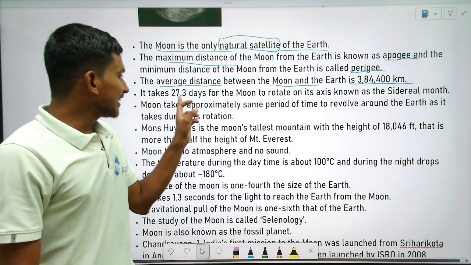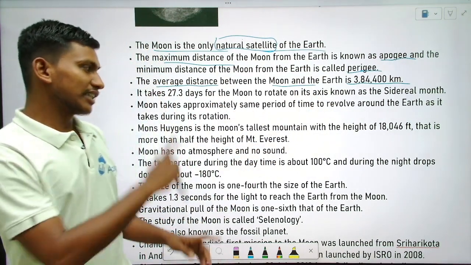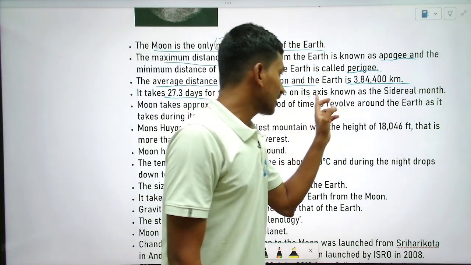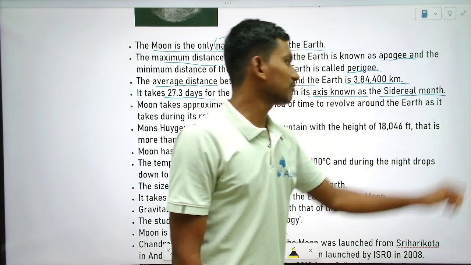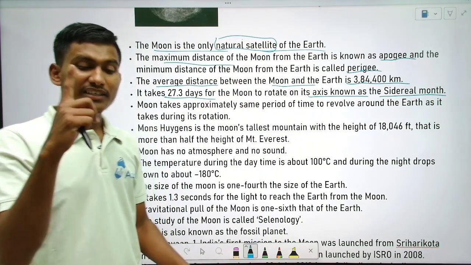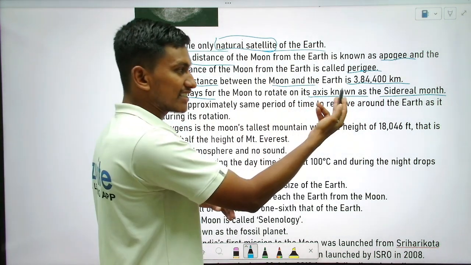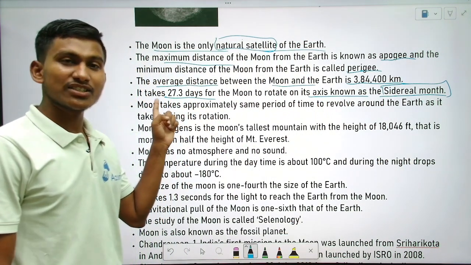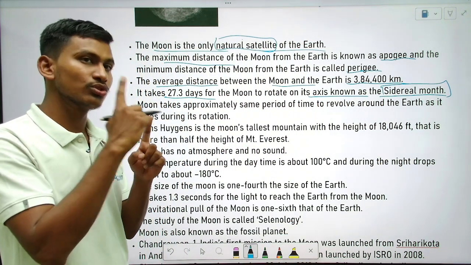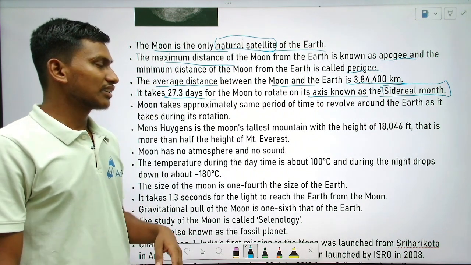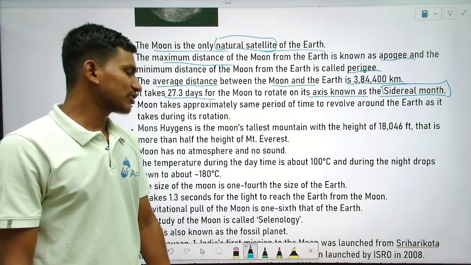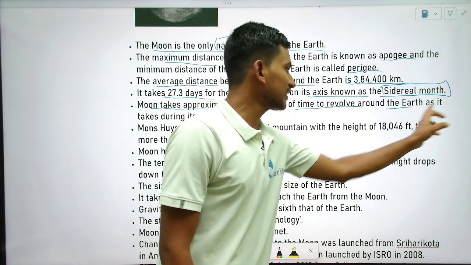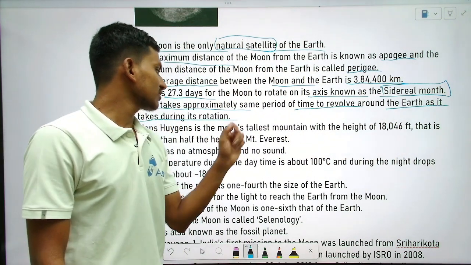How many days does it take for the moon to rotate around its own axis? 27.3 days, known as the sidereal month. We say 1 month, right? How many days does 1 month have? Nearly 30 days. So the sidereal month for the moon is 27.3 days. So the moon takes approximately the same period of time to revolve around the earth as it takes for its rotation.